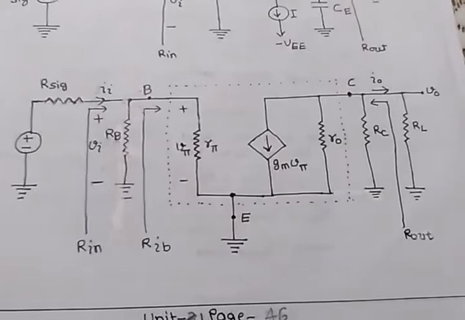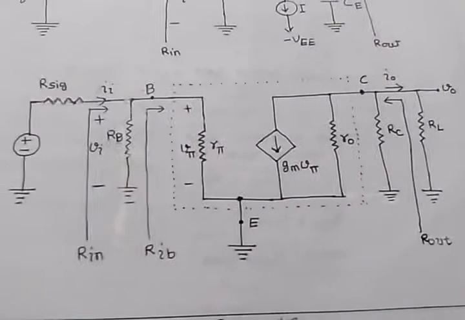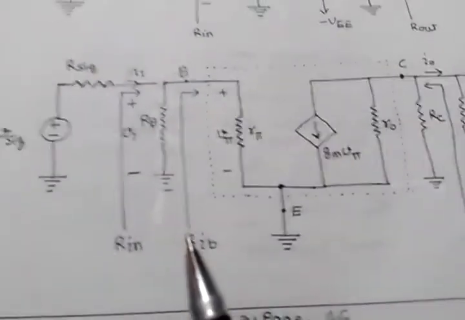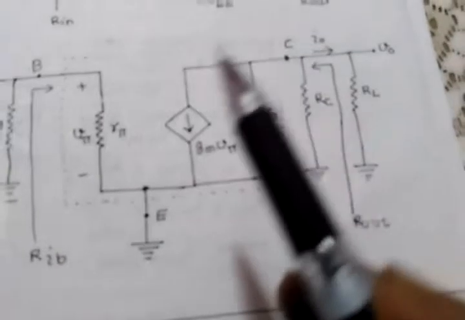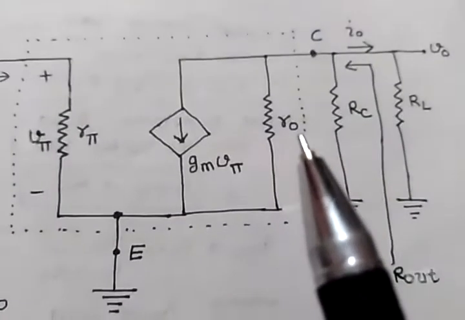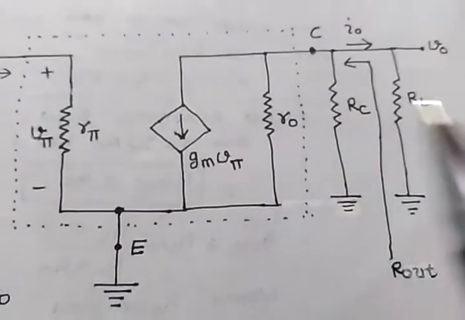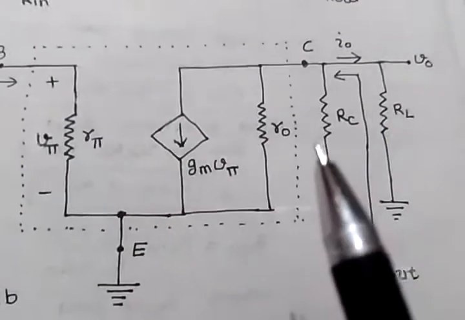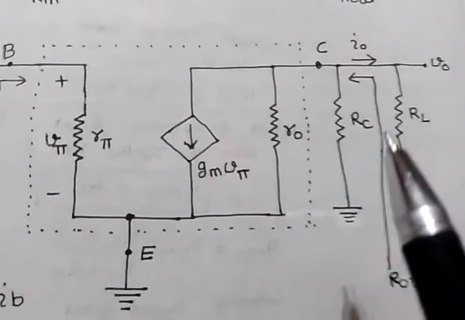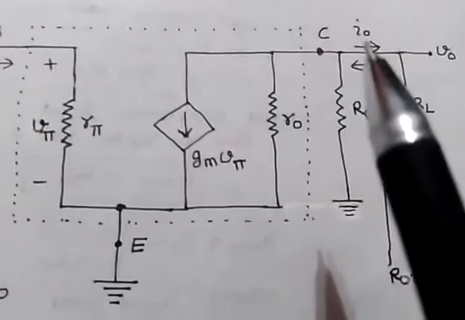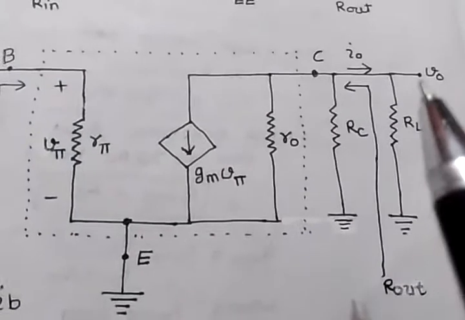Now we will calculate the output voltage. To calculate output voltage, we will consider the output section of this circuit. This is the output section. See carefully here. In the output section, there are 3 resistances Ro, Rc, Rl. All the 3 resistances are in parallel. So if we calculate the equivalent resistance of these 3 and multiply this equivalent resistance by the current Io, we can get the output voltage.